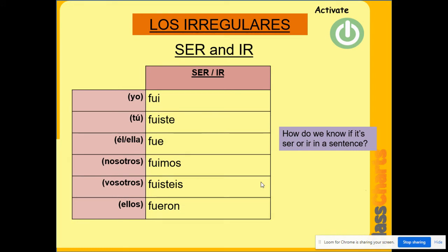Both verbs, to be and to go, ser and ir, mean exactly the same in the past tense. So, how do we know if it's ser or ir in a sentence? Have a little think on how would we know.